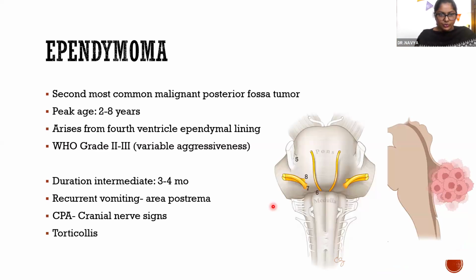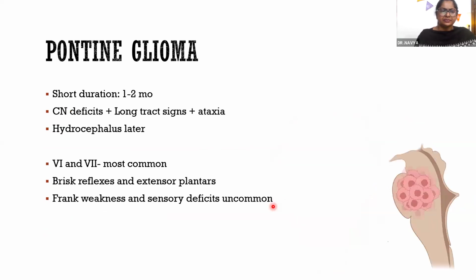Next, ependymoma is the second most common tumor of the posterior fossa. It peaks in ages 2 to 8. The duration of presentation is intermediate, 3 to 4 months. It usually progresses. Because it's close to the area postrema, recurrent vomiting would be one of the signs, and torticollis will happen.